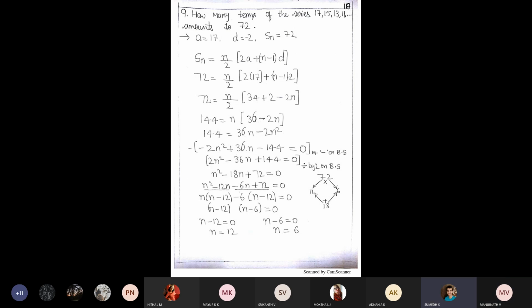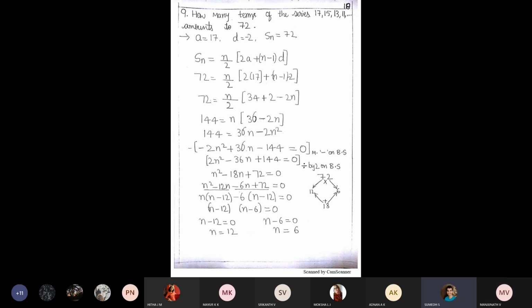Because, sir, here we have only one n. There are no common terms. In such a case, we consider it this way. So n square minus 12n. In that, we can see that n is common. So n can be taken as common, and we get n multiplied by n minus 12.